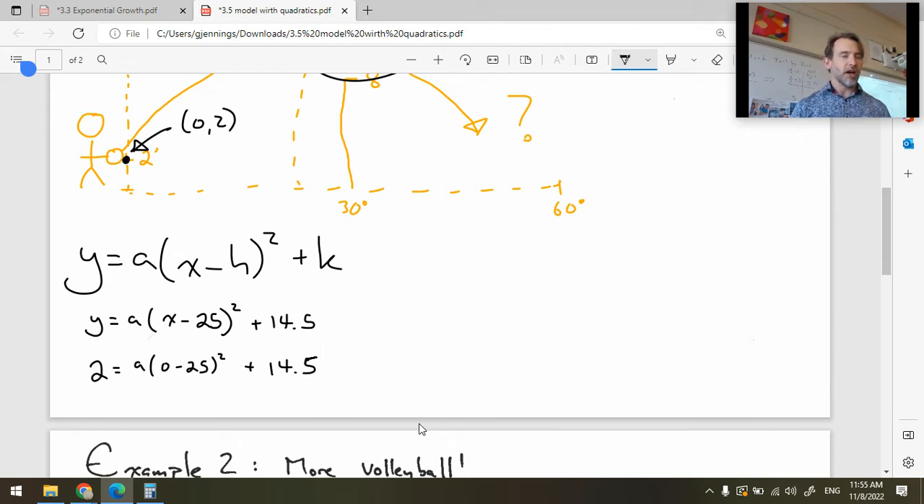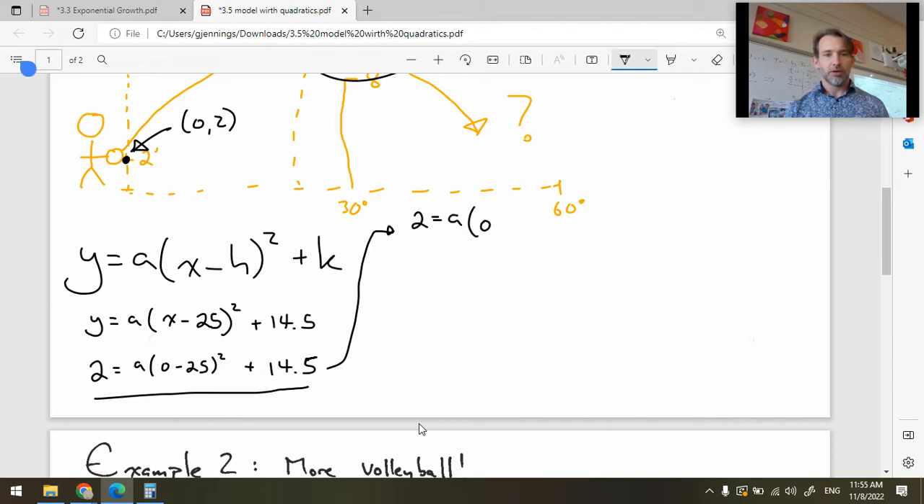Now, I'm wishing I drew my picture a little smaller, but here we go. 0 minus 25 is just negative 25. I'm going to bring this up here and keep going. So this is 2 is equal to a multiplied by (0 minus 25) squared plus 14.5. So 0 minus 25, that's just negative 25.